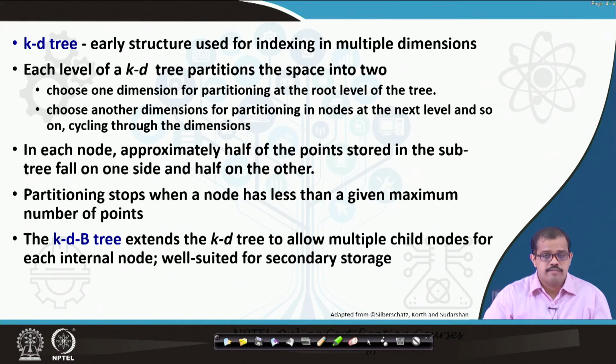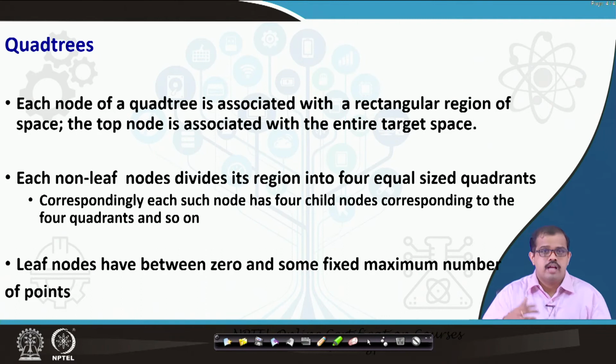The first early structure that started was a KD tree. Each level of a KD tree partitions into two spaces. I did show you with the R tree. One dimension is used for partitioning at the root level, and the next at each of the nodes. There is something called the KD-B tree, which extends the KD tree with a B tree, allowing multiple child nodes for each external node, well suited for secondary storage. That is why B tree has been extremely useful in terms of applications.